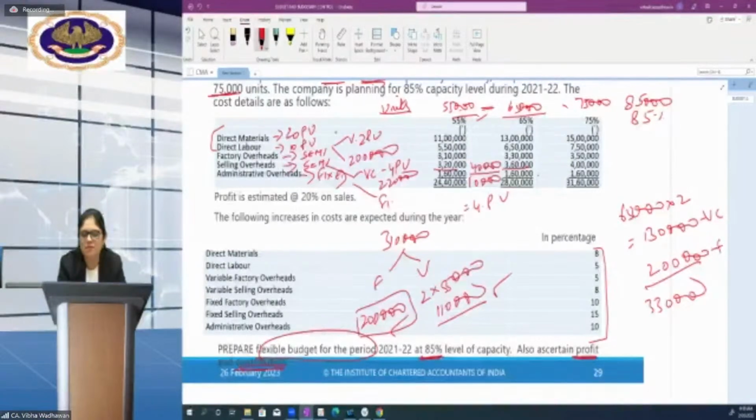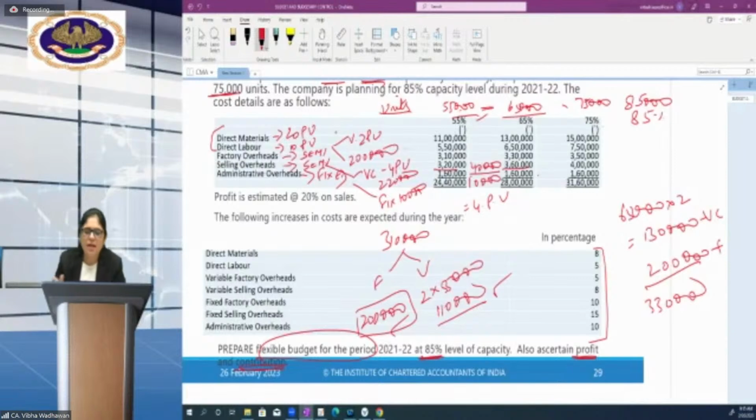That means fixed has to be 1 lakh. So selling overheads fixed should be 1 lakh and variable will be 4 per unit. You just multiply it by the number of units in each level of activity. So you will get the split of fixed and variable. I hope it's clear to you. Yes. So 2 lakh is the fixed in factory overheads and 1 lakh is the fixed proportion in selling overheads.